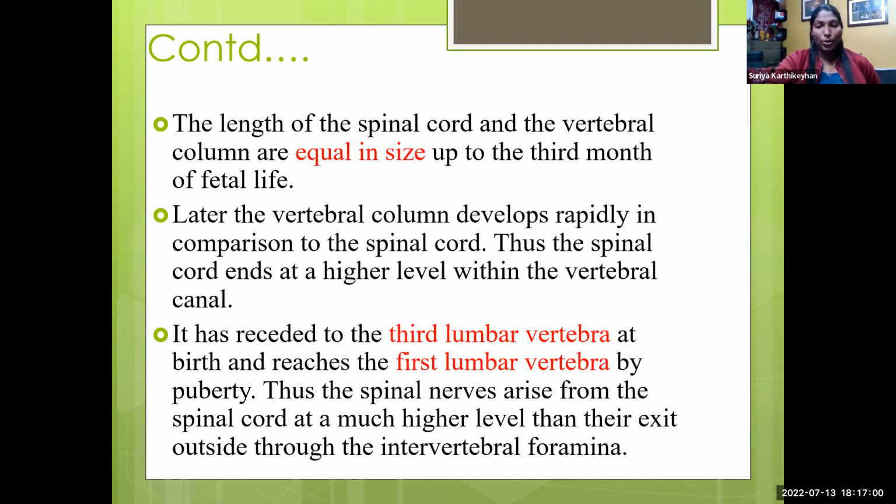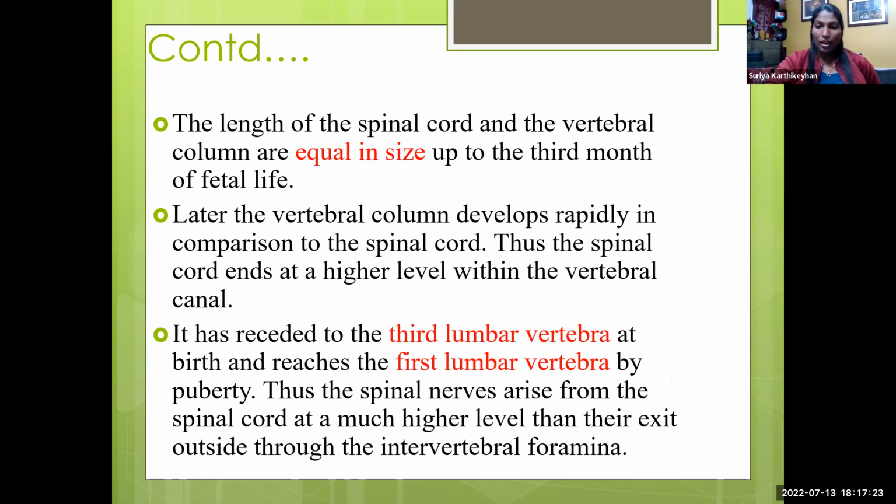In the last class, I already told you the length of the spinal cord is around 45 centimeters. In an adult, it ends at the level of the lower border of L1. And what happens in pediatrics? It ends at the level of L3. So in an adult, it will end at the lower border of L1, and in a newborn, it will end at the level of L3.